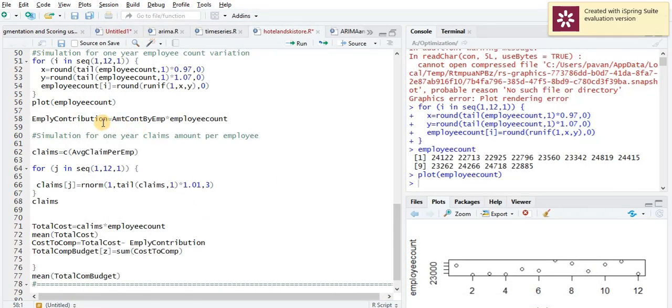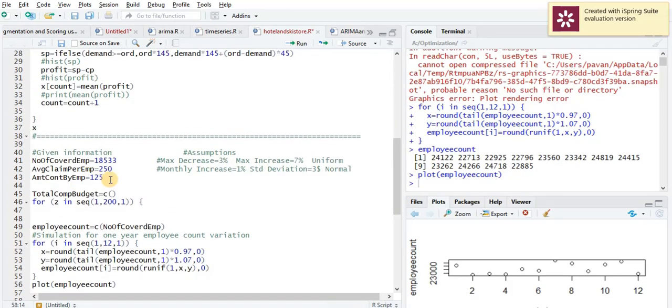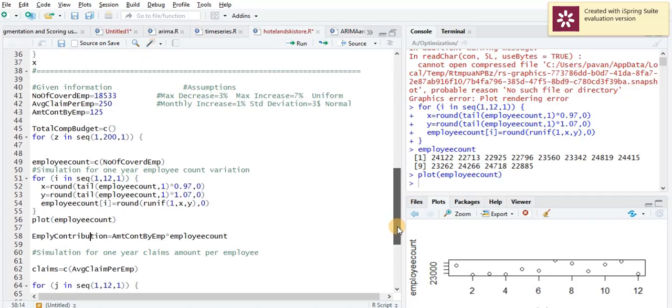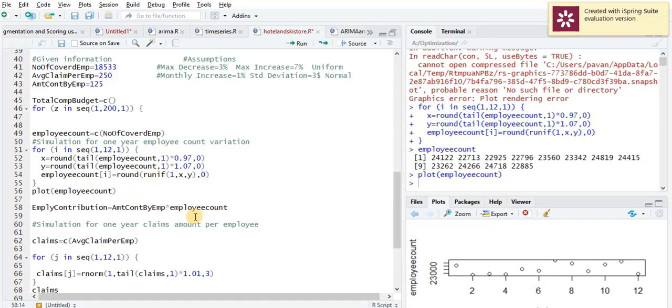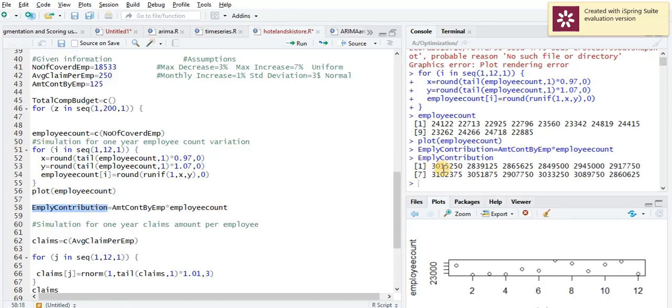The total employee contribution will be stored in one variable, and it is given by the amount contributed by each employee times the employee count. Here the amount contributed by each employee is taken as $125, since it is mentioned in the problem, and the employee count we have just simulated for a 12-month duration. When we multiply these two, we get the amount contributed by employees. Here we can see the amount contributed by the employees from their salaries.